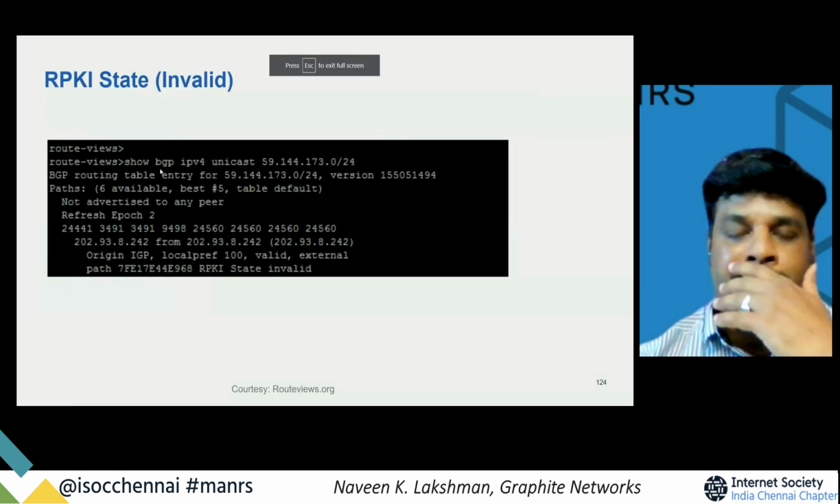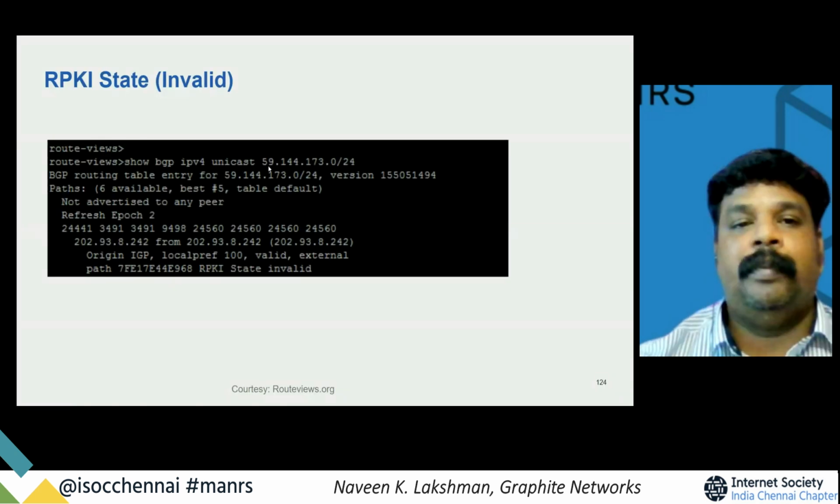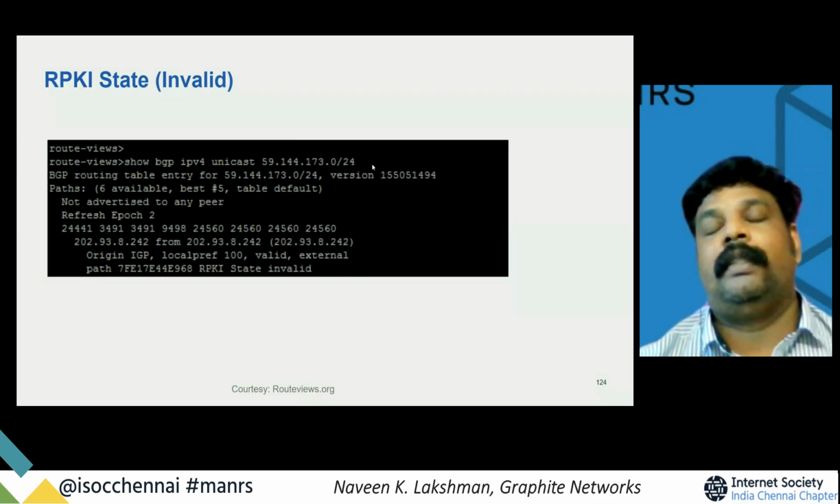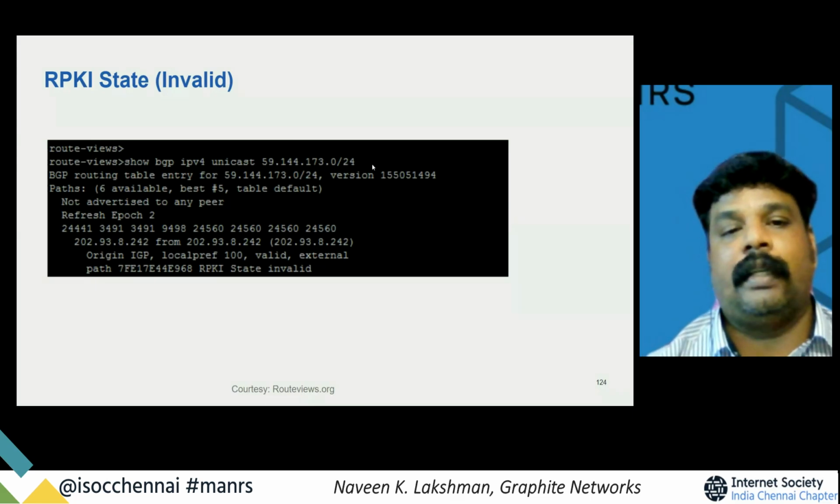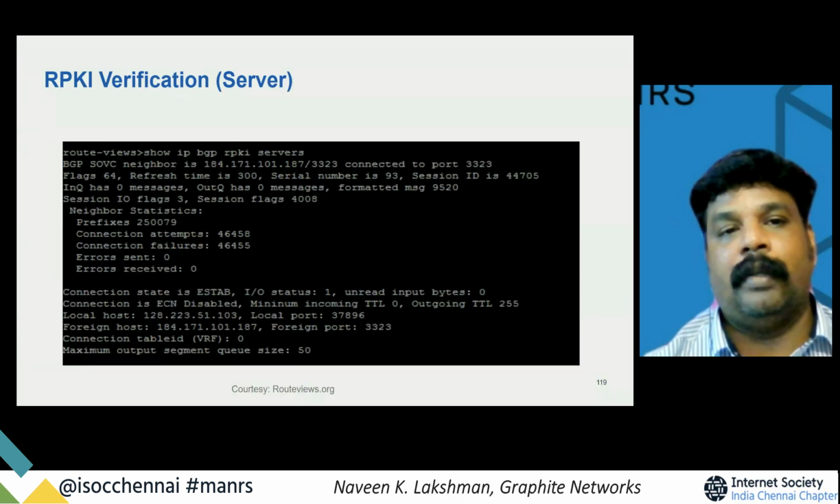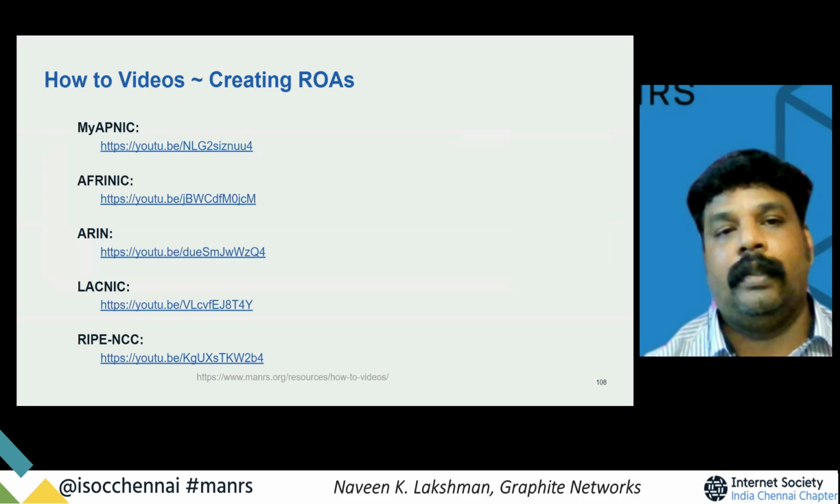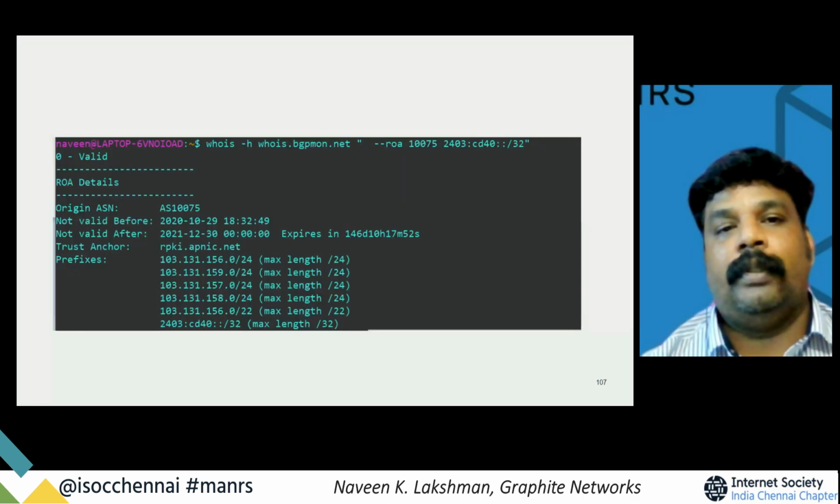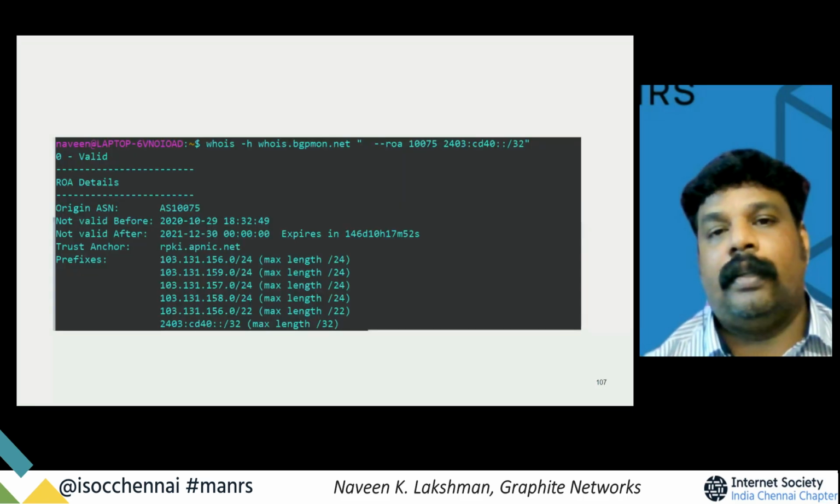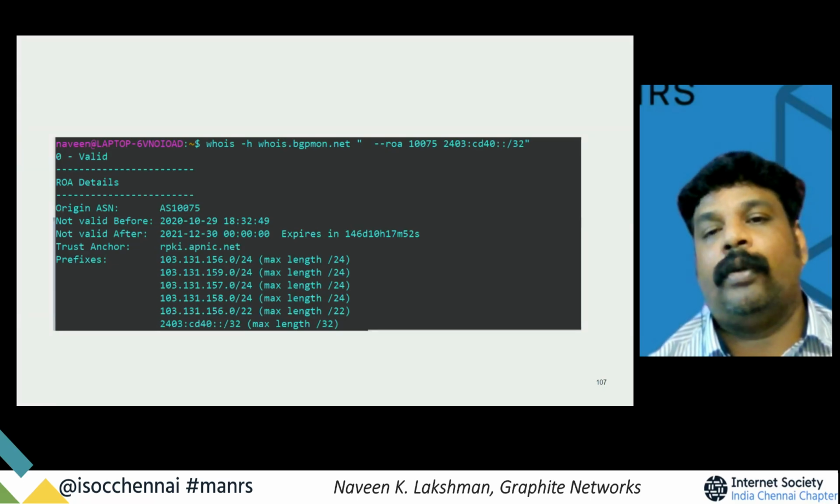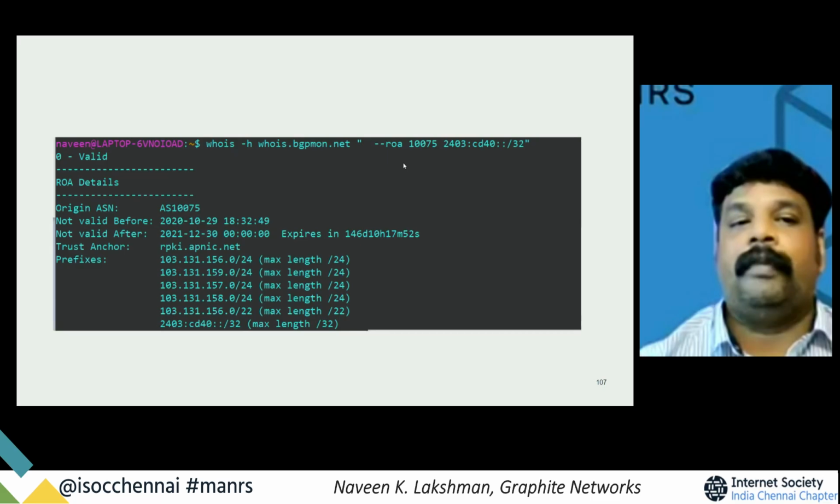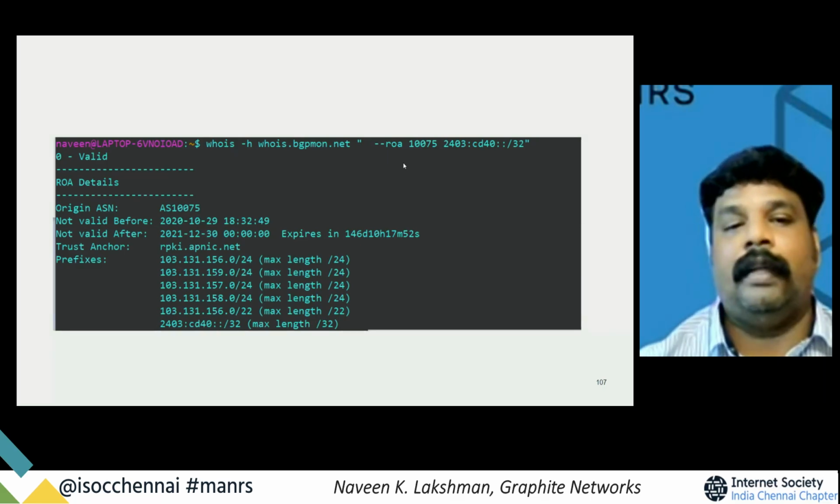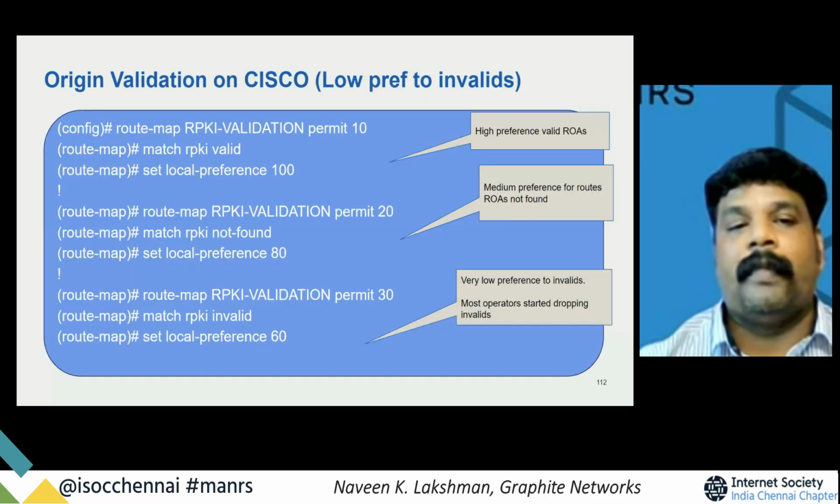So I can just use the command show BGP IPv4 unicast and the address which I see, which is invalid. I can check against it, or I can do a whois, as in that earlier example I showed you. whois -h whois.bgpmon.net, open quotes, space, double dash, rover the origin is and the prefix. So it shows whether it's valid or invalid. Okay, so that is what you can do.